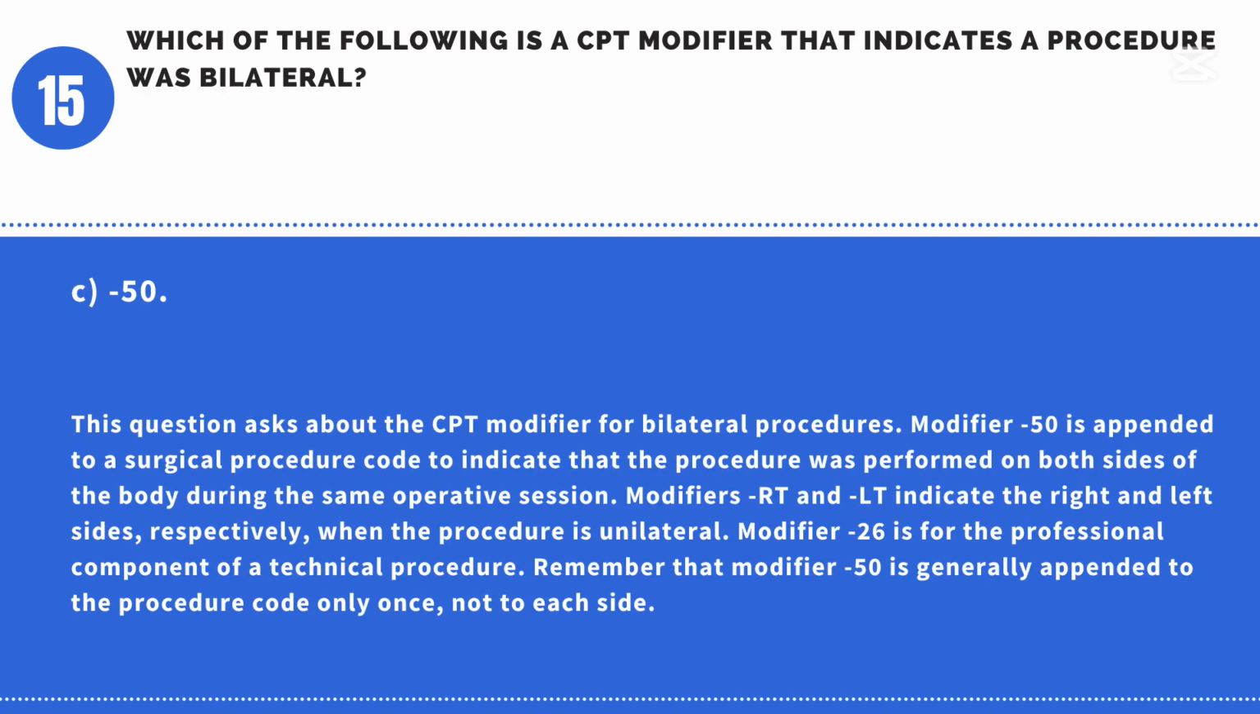Answer: C. -50. This question asks about the CPT modifier for bilateral procedures. Modifier -50 is appended to a surgical procedure code to indicate that the procedure was performed on both sides of the body during the same operative session. Modifiers RT and LT indicate the right and left sides, respectively, when the procedure is unilateral. Modifier -26 is for the professional component of a technical procedure. Remember that modifier -50 is generally appended to the procedure code only once, not to each side.